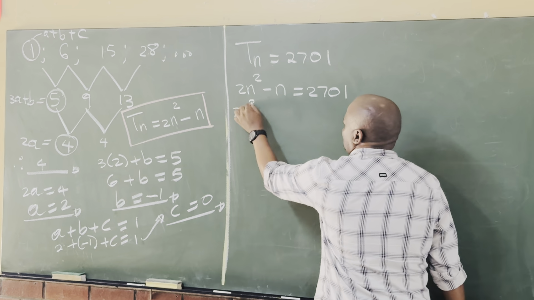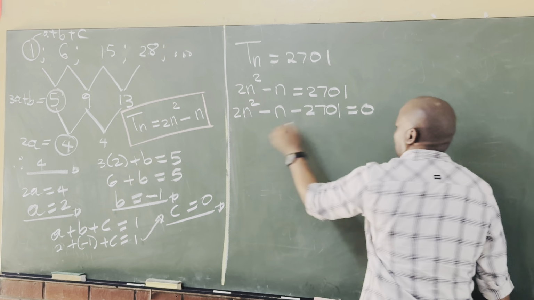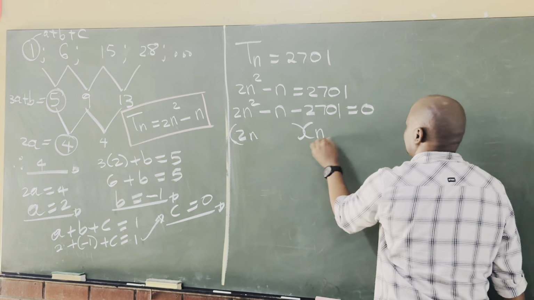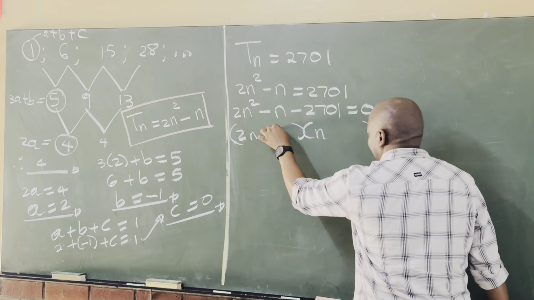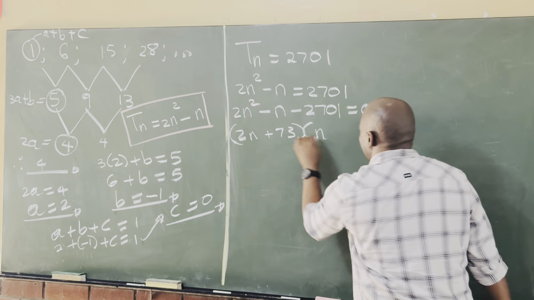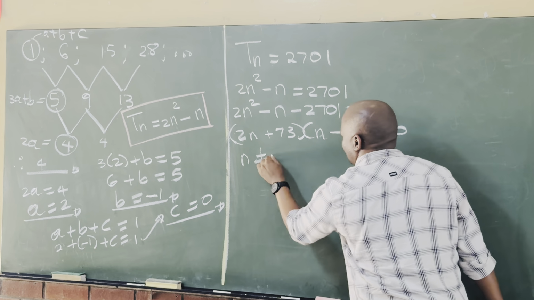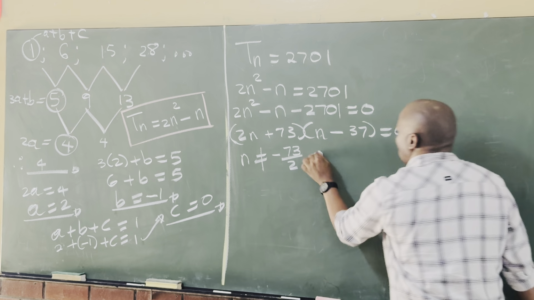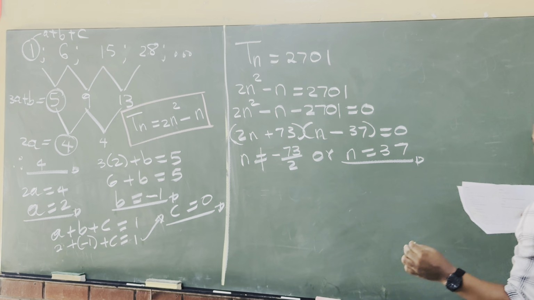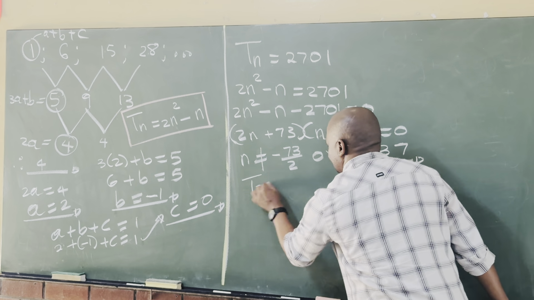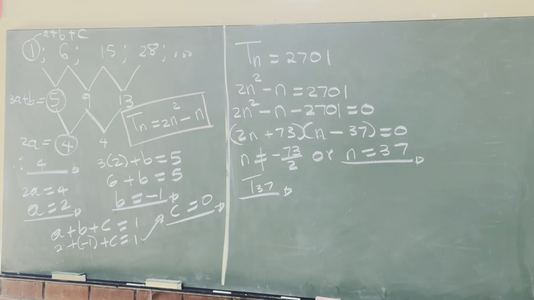So this is 2n squared minus n minus 2701 is equal to 0. Then you factorize. 2n, what are the factors of this? 2n plus 73, and it's n minus 37. So therefore n can never be equal to -73 over 2, or n is equal to 37. Have we answered the question? Calculate which term, which means therefore it's T37. Okay? Are we okay with number 2.1.3?